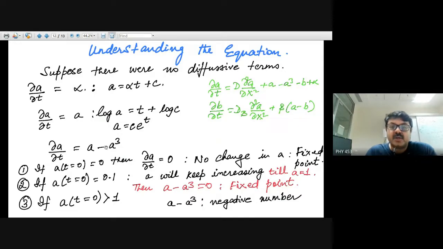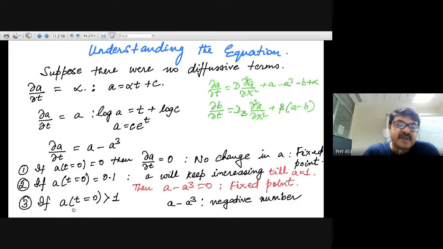And when A equal to 1, note that these two terms are going to cancel. So del A del T again will become 0. And then after it reaches A equal to 1, the value of A is not going to change. It's again a fixed point. So as long as you start with any value just greater than 0 and less than 1, the value of A is going to flow and become equal to 1.